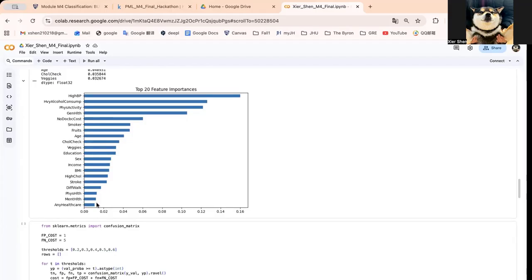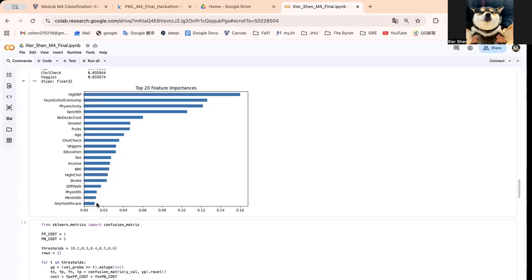Therefore, I moved beyond the default evaluation and implemented threshold tuning instead of using a fixed 0.5 probability cutoff. I evaluated multiple thresholds. I assigned a higher cost to false negatives compared to false positives. This transforms the classification problem into a cost optimization problem rather than a simple accuracy maximization problem. This step aligns the model more closely with real-world decision trade-offs.